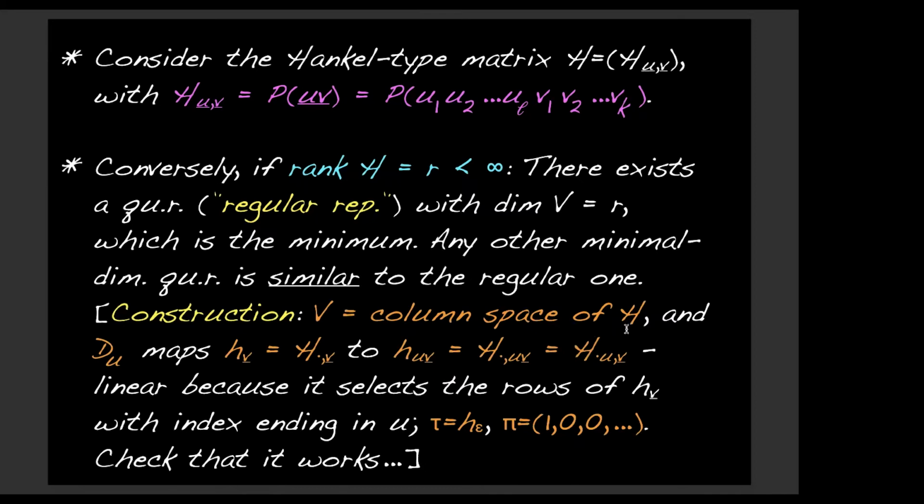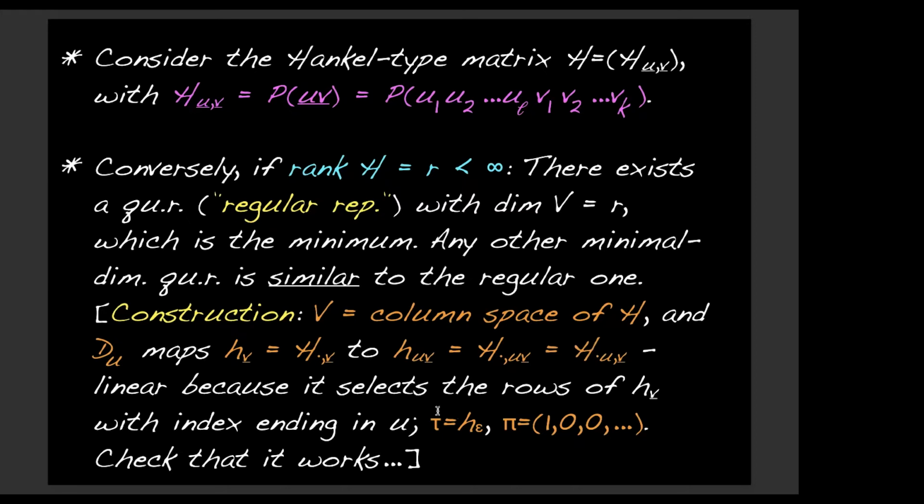Well, it's cumbersome to write those vectors, but we assume that the rank of H is R. So that means the column space is a subspace of dimension R. And d_u maps a column h_v to h_uv, which a priori you think, well, this is another column. How is that a linear map? Well, when you use the Hankel condition, you see this is actually what it does. It just selects a subset of rows. It simply picks out certain elements from this long vector and throws away the others. And so that's a linear map.